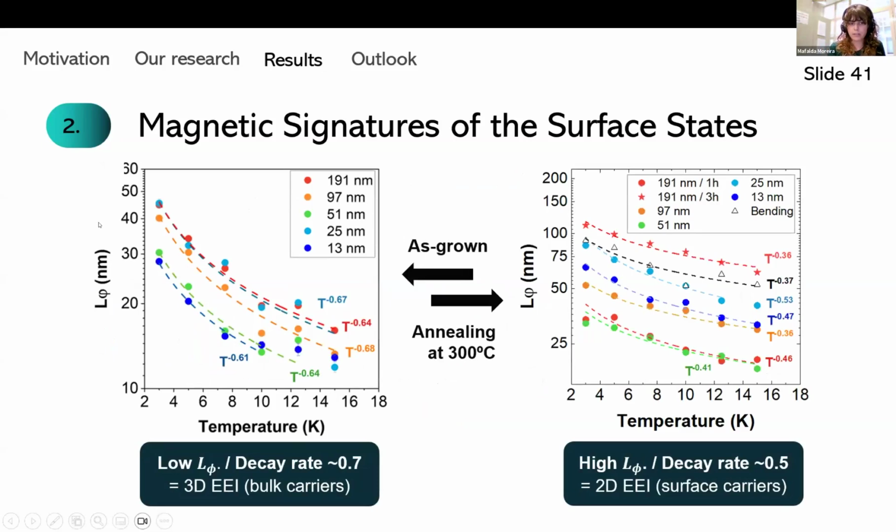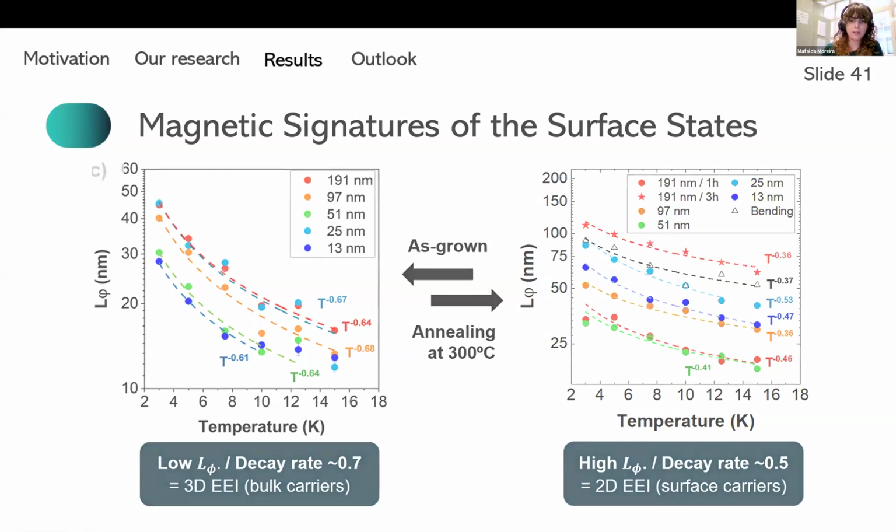if we analyze the decay rate of the phase coherence length, we get values between 0.6 and 0.7, which is consistent with having 3D electron interactions as the main dephasing mechanism, which would be indicative of having mostly bulk contributions to this effect. Whereas after annealing at 300 degrees Celsius, we saw that this decay rate grows closer to 0.5, which again is indicative of having 2D electron-electron interactions and hence mostly contributions emerging from the 2D surface states.